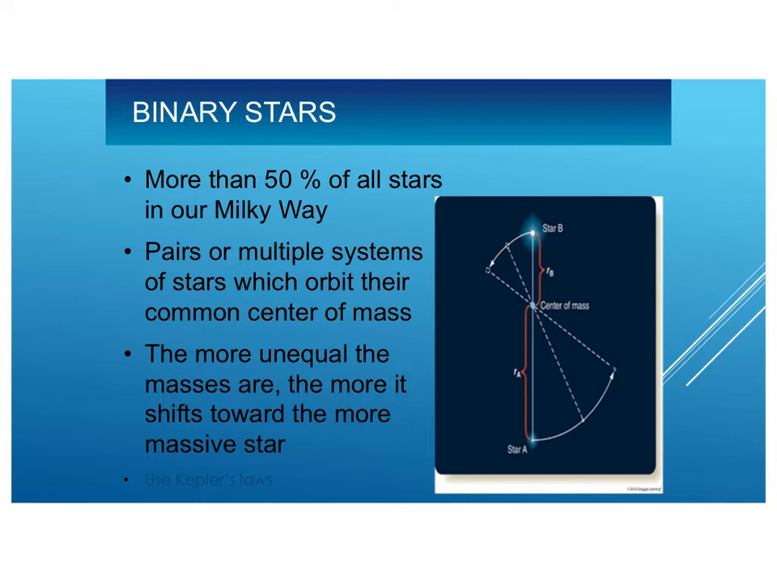And that's important. They don't just orbit each other. We can see that here we have a center of mass in the system, and this is determined by the mass of the 2 companion stars. And we can see here that this center of mass is closer to star B, which is an indication that star B is more massive than star A. So the more unequal the masses, the more it shifts towards the more massive star. And as we've already talked about with orbits, we could use Kepler's laws to then determine what these masses are based on their orbital period.